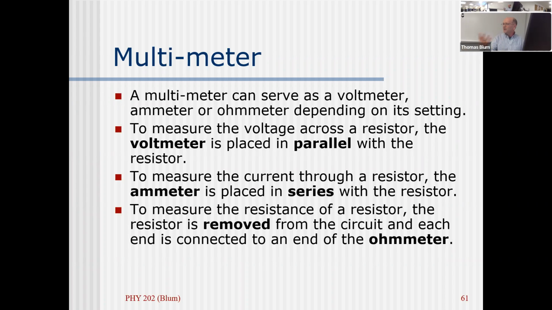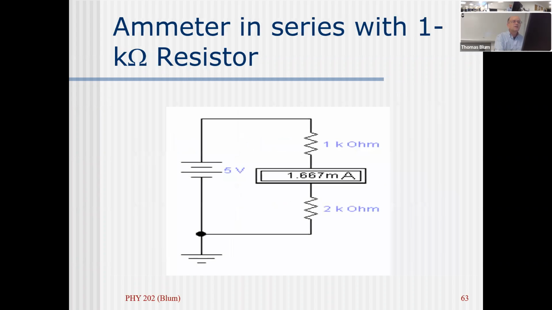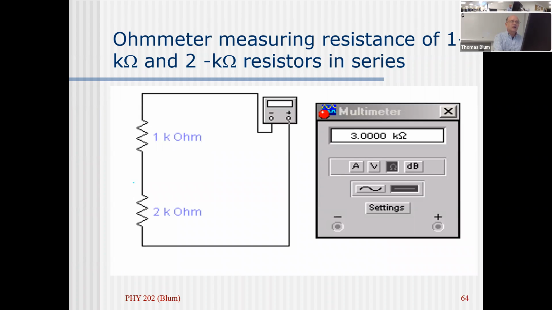An ohm meter is a combination of the two, so you take it out of the circuit, because it's going to have its own voltage supply and then measure the current from that voltage supply. It doesn't want to be in the circuit to be an ohm meter. So here's my voltmeter in parallel. Here's my ammeter in series. Here's my ohm meter with nothing else, no batteries to be seen.